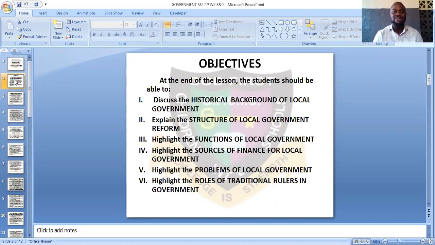At the end of the lesson, the student should be able to: 1. Discuss the historical background of local government in Nigeria. 2. Explain the structure of local government reform. 3. Highlight the functions of local government. 4. Highlight the sources of finance for local government. 5. Highlight the problems of local government. 6. Highlight the roles of traditional rulers in local government.